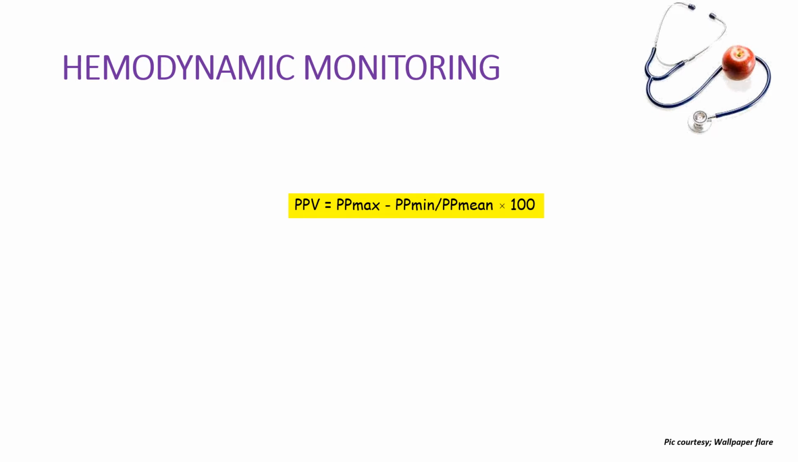Pulse pressure variation is defined as maximum pulse pressure minus minimum pulse pressure upon the mean of maximum and minimum pulse pressure, into 100. A pulse pressure variation of more than 12%, indicated as a percentage, indicates a fluid responsive state.